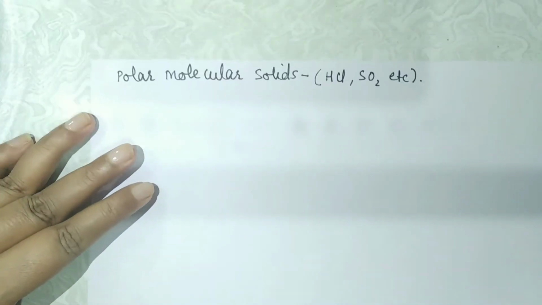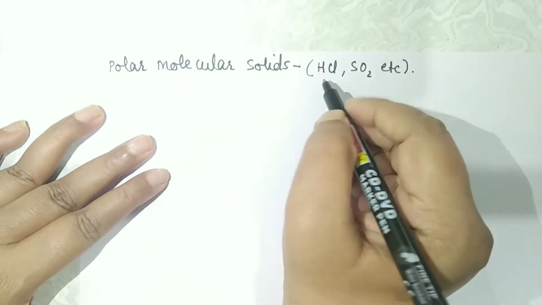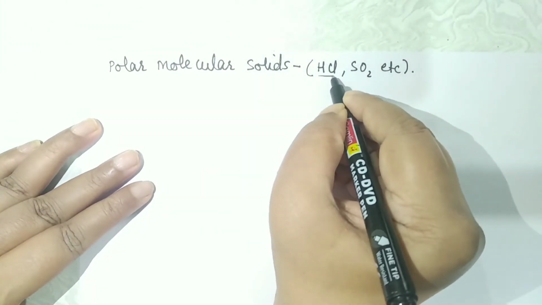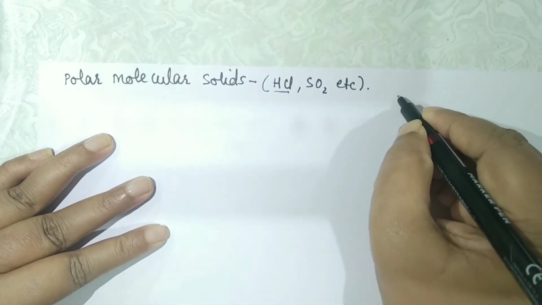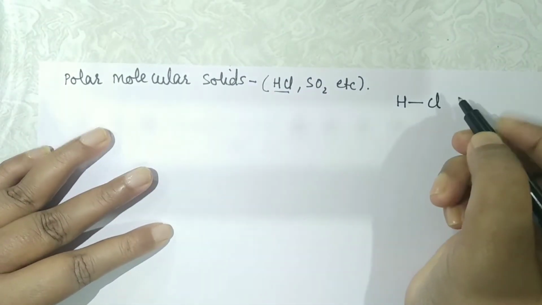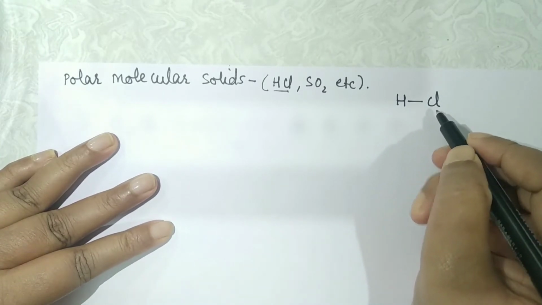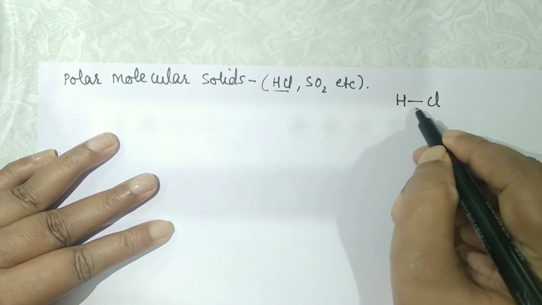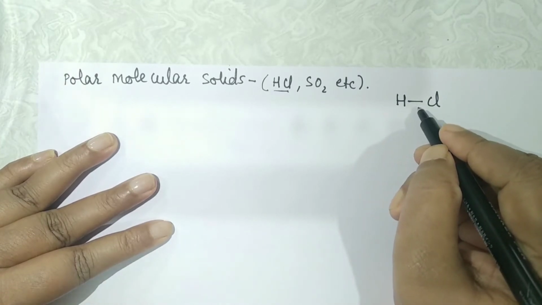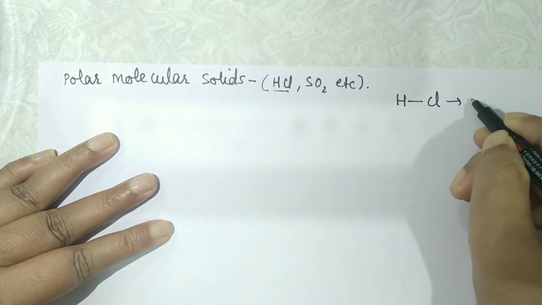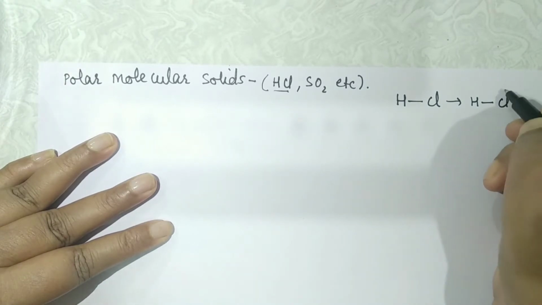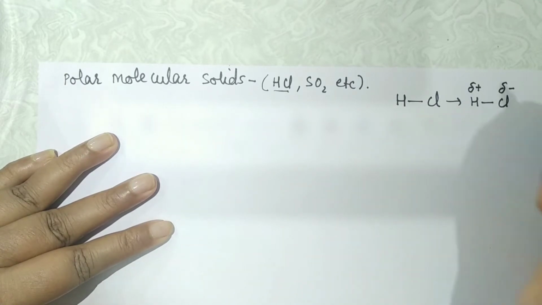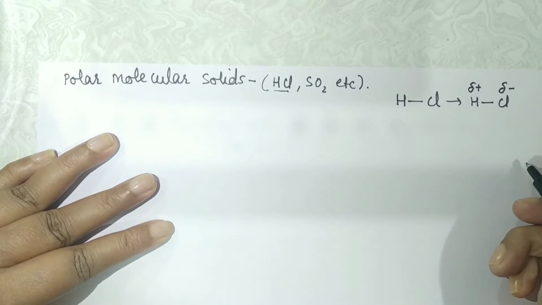Before going into the polar molecular solids, let us see what type of interaction will exist between these. For that, I am taking the example of HCl. HCl is a covalent molecule, but if you see the electronegativity of chlorine is more than that of hydrogen, and because of that the bond gets polarized. Because of this polarization, chlorine will acquire a delta negative charge, while hydrogen will acquire a delta positive charge, and a dipole is produced.